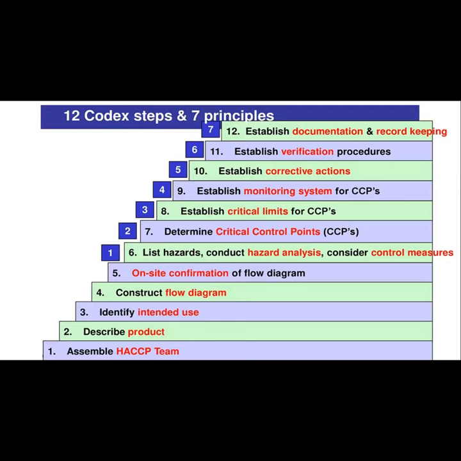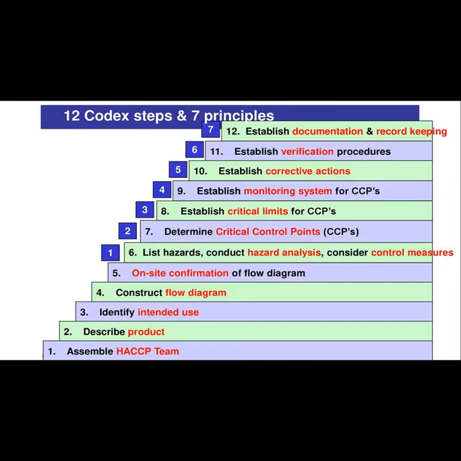Second step is to describe the product. We have to describe the product, what we are manufacturing. For example, say we are manufacturing a chocolate. We have to describe what we are manufacturing, who the target consumers are, what the brand is. Every detail of the product should be described, and every process. Third is to identify the intended use. We have to identify the intended use, like vegetarian, or whether the selling market is India or certain other countries. Everything should be identified for its use.